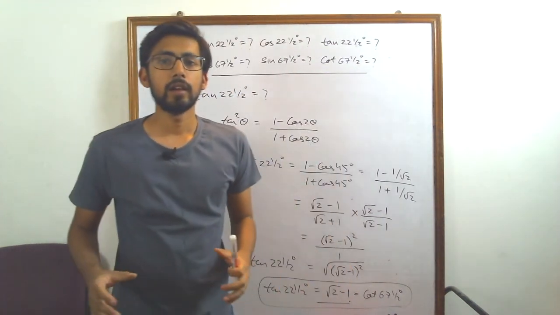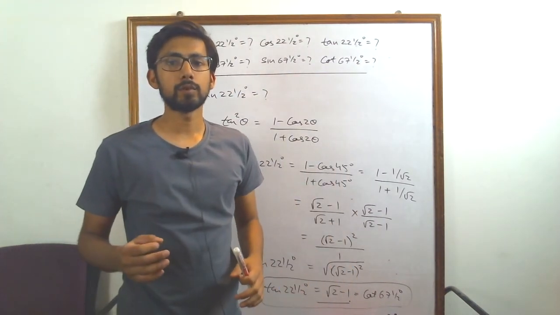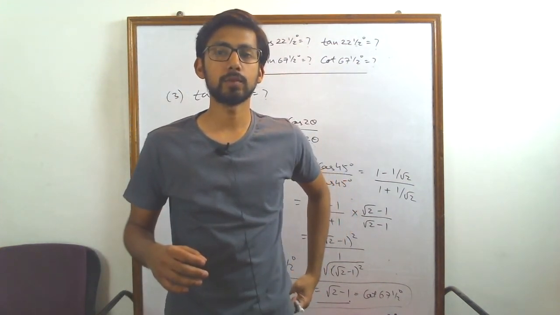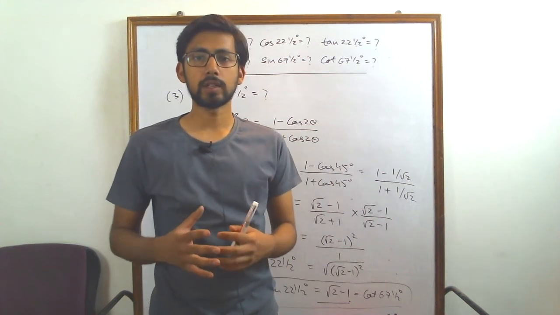So guys, we looked at the values of sine 22.5 degrees, cos 22.5 degrees and tan 22.5 degrees in this video. I hope the derivation is clear to you.